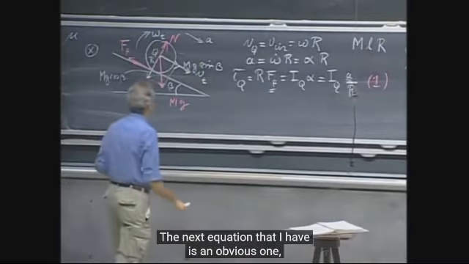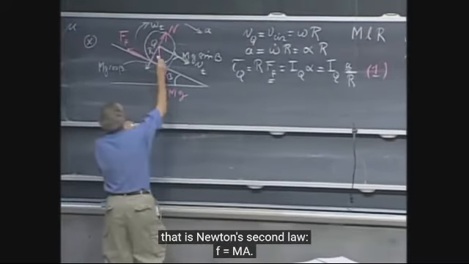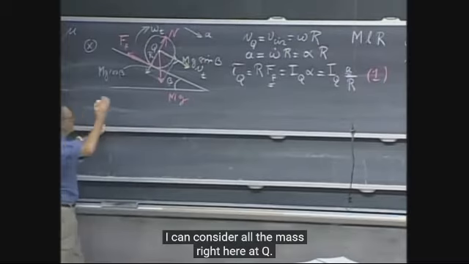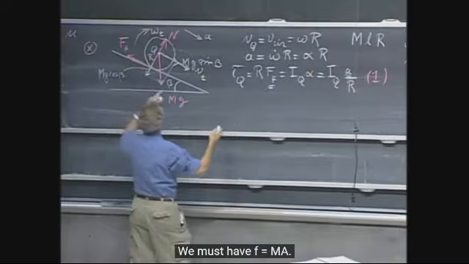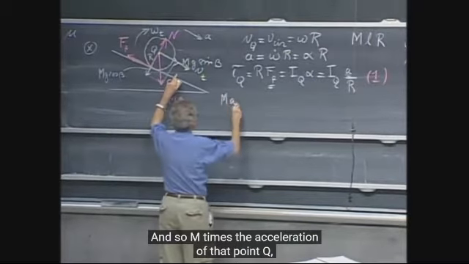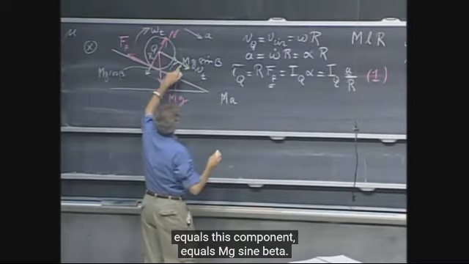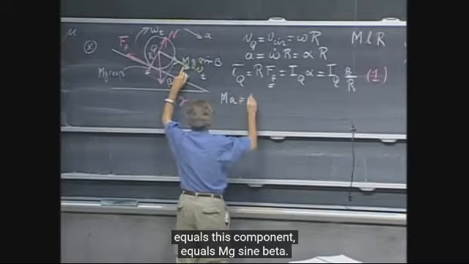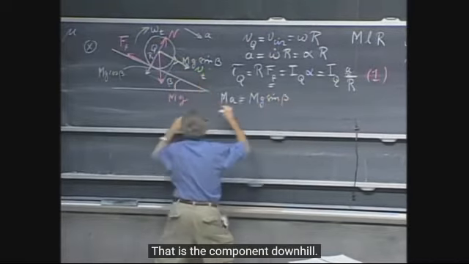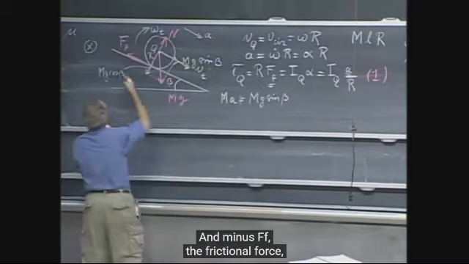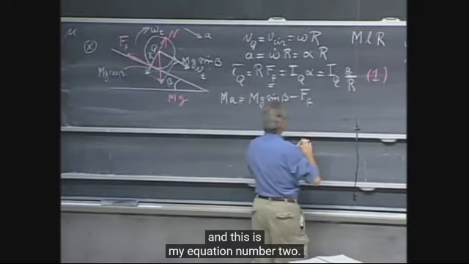The next equation that I have is an obvious one, that is Newton's second law, F equals ma. For the center of mass, I can consider all the mass right here at Q. We must have F equals ma. And so m times the acceleration of that point Q, which is our goal, by the way, equals mg sine beta. That is the component downhill, and minus ff, the frictional force, which is the component uphill. And this is my equation number 2.